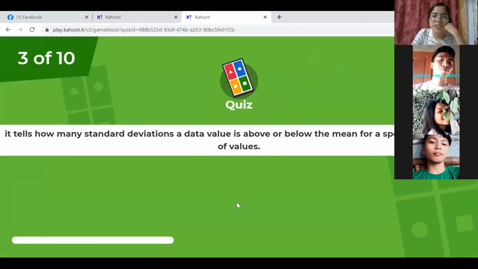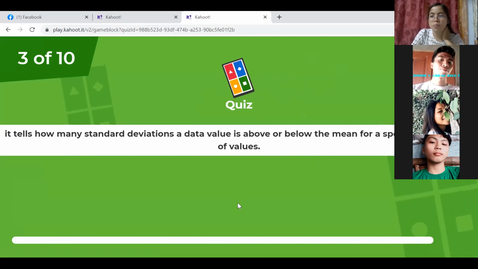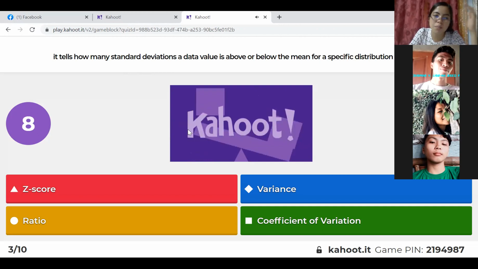It tells how many standard deviations a data value is above or below the mean for a specific distribution. Mag-tell siya kung pila ka deviation away from above or below the mean. Ang red is score, ang blue is variance, yellow is ratio, ang green is CB.